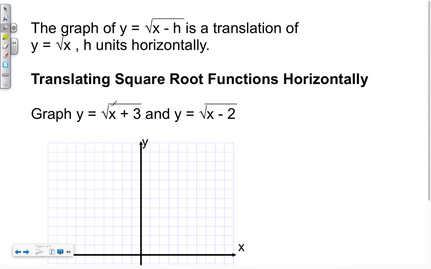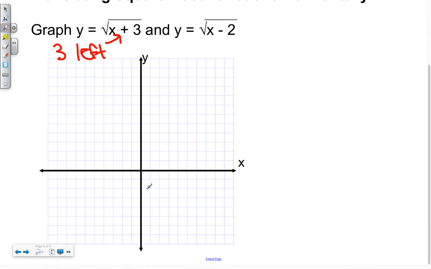Okay, so now we have the square root of x plus 3. This is a horizontal translation, and notice when it's underneath the radical, it's going to be doing the opposite of whatever your radical says. So this one here is going to be going 3 units left because it's the opposite of what it's doing.